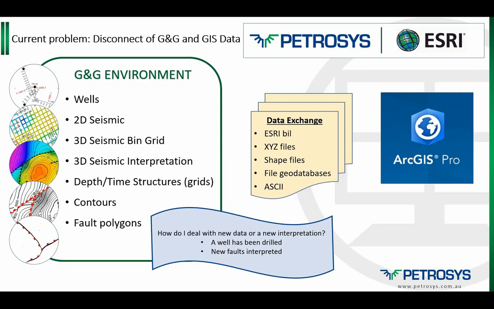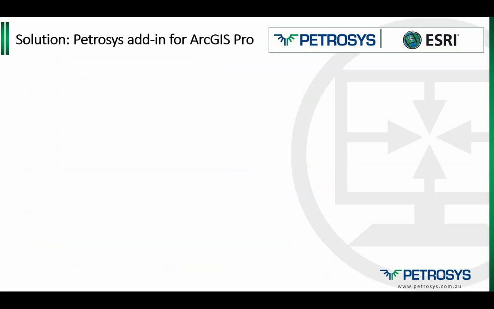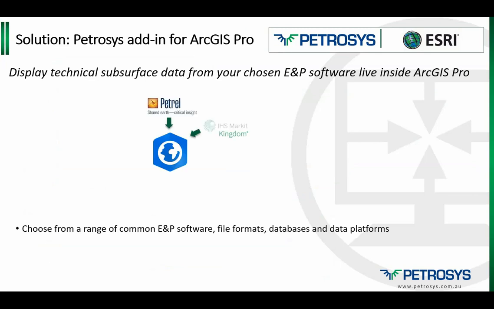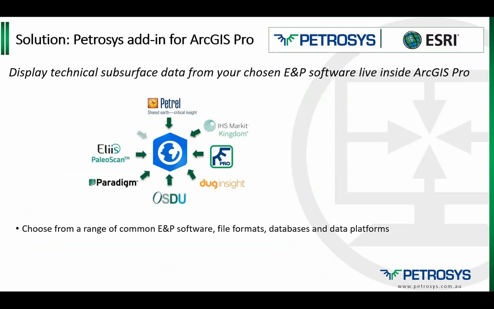So this is where the solution comes in. This is where the Petrosys add-in for ArcGIS Pro comes in. One of the main aims of the tool is to be able to display technical subsurface data from your chosen E&P software live into ArcGIS Pro. If I can show that schematically, what the module allows you to do is to choose from a range of common E&P software, file formats, databases, even data platforms like OSDU, for example, connect to the data wherever it may sit and display it or create models of it to display live inside ArcGIS Pro.